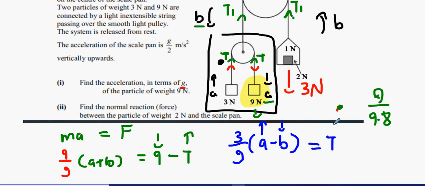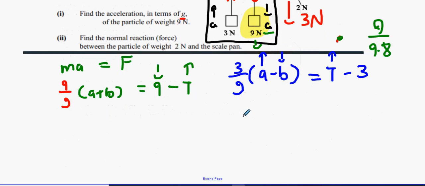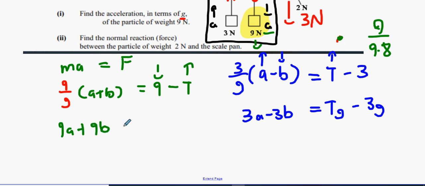T. What's the downwards force? 3 newtons. Cross multiply up to G, and we get 3A minus 3B equals TG minus 3G. Is that okay? And what about over here? 9A plus 9B equals 9G minus TG. Is that right?